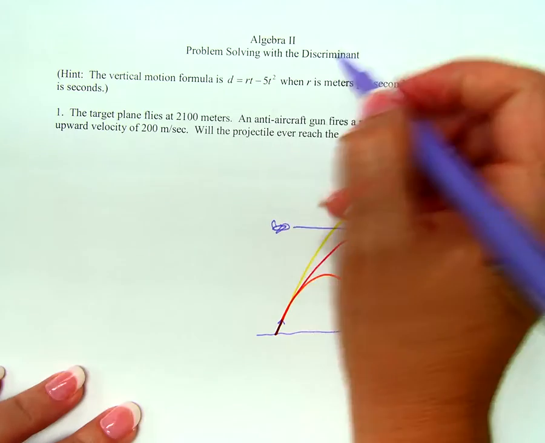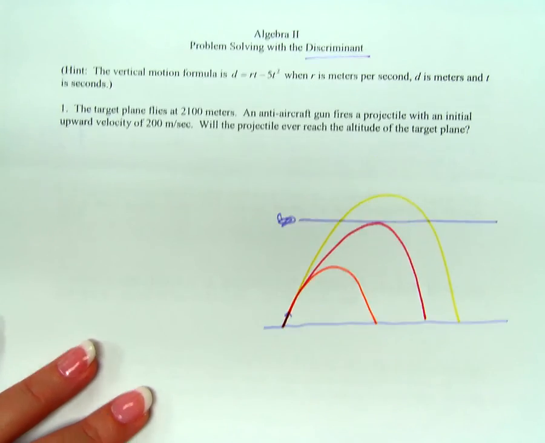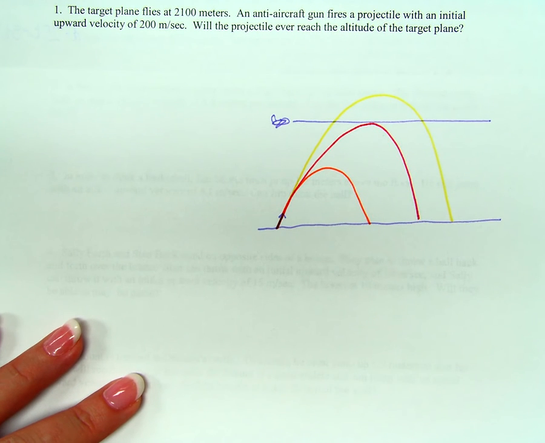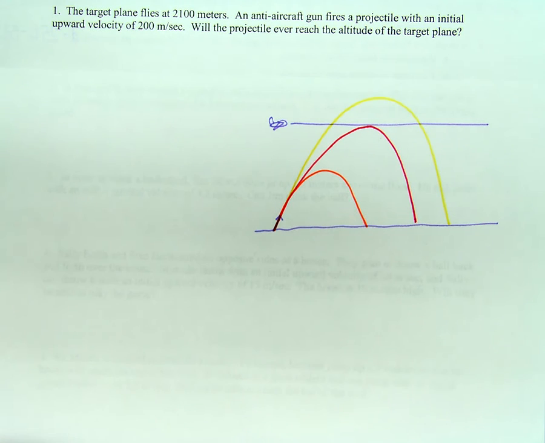So notice that this is called problem solving with the discriminant, right? We talked about this a little bit yesterday. Let's remember what each of those things meant, okay? Because it's slightly different than what we talked about yesterday. What we said yesterday is if it crosses the x-axis 2 times, what's true about it? 2 real solutions, right? Okay.